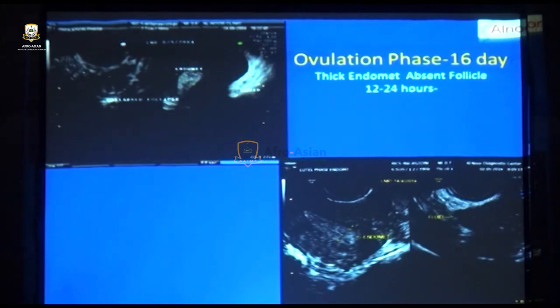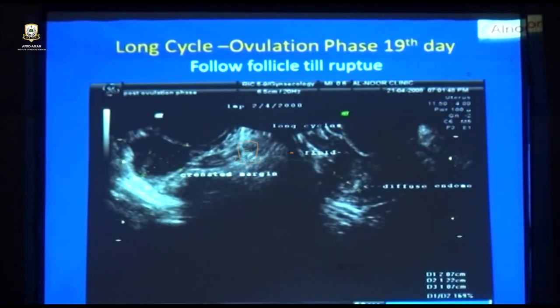If you find this thick endometrium, it means it's over 24 hours now. The fluid is there. Absence of follicle or a collapsed follicle or a corpus luteum over there. As this, you can appreciate again, there is fluid in the cul-de-sac here, up and down. You can see the fluid here, the endometrium is thick and the follicle is collapsed. So that means it is confirmed.